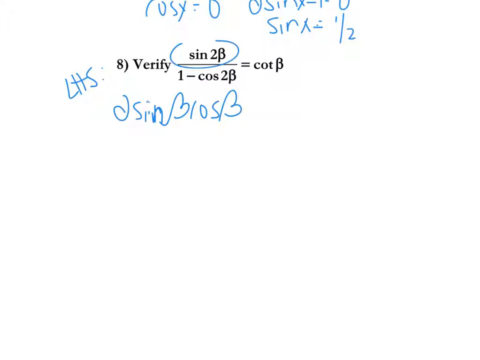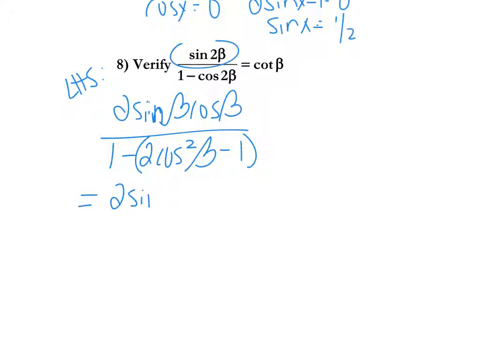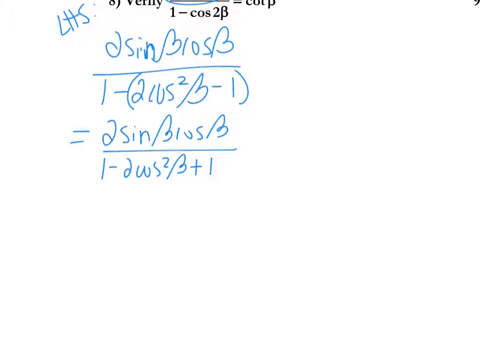It doesn't matter. I'm just going to do 1 minus 2 cosine squared beta minus 1, and this is all in parentheses. The reason why I did that is because I'm going to be able to get a Pythagorean identity out of this. So we have 2 sine beta cosine beta all over 1 minus 2 cosine squared beta plus 1. Make sure that you distribute that negative through to everything.